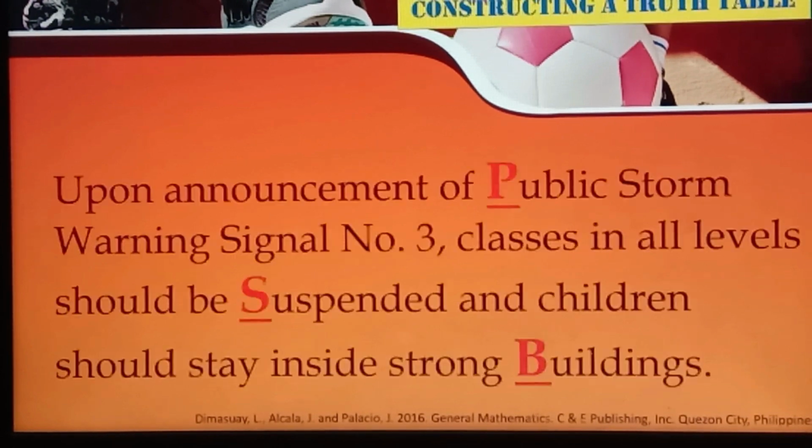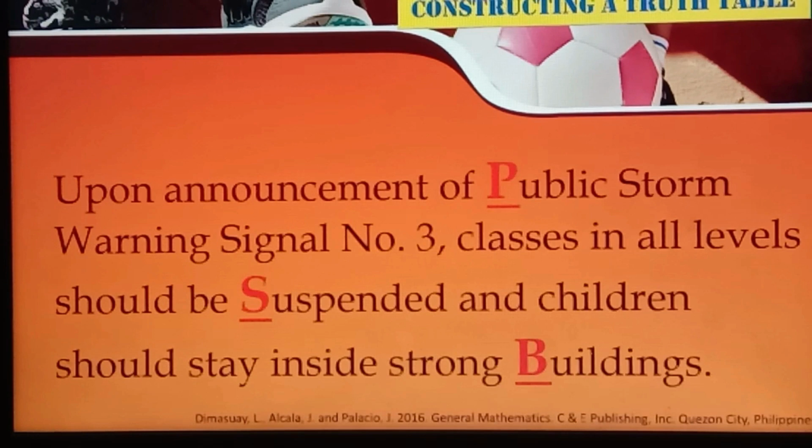Then after which, let us try to construct a truth table. Now in constructing a truth table, of course, it would be easier for us to write the statement using symbols. Now let us have an example here. Upon announcement of public storm warning signal number 3, classes in all levels should be suspended and children should stay inside strong buildings. So we have here three letters. Now, in terms of the designation of the letter for each statement, that depends on you if there's no instruction. And of course, if you are instructed that this statement will be represented by this letter, another statement by this letter, then you have to follow that instruction.